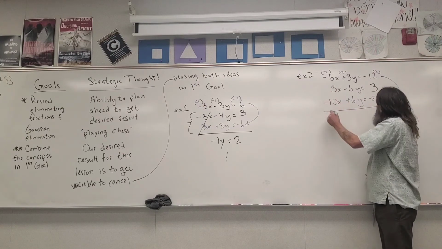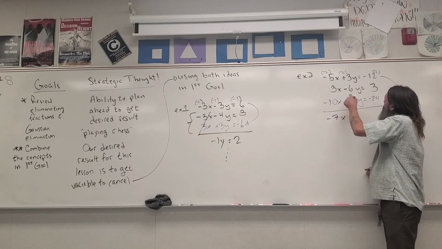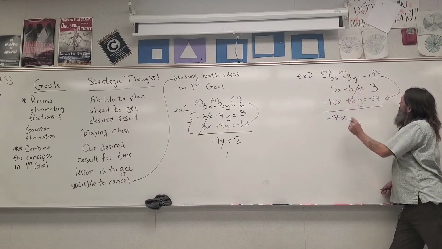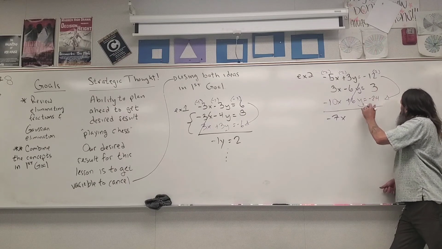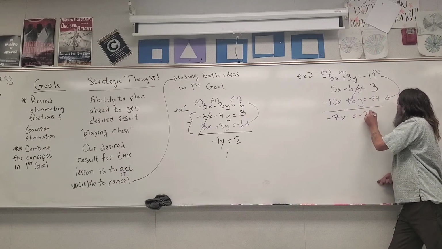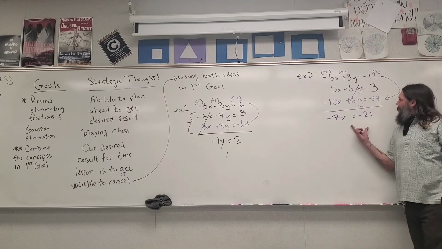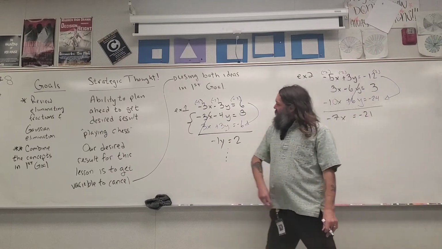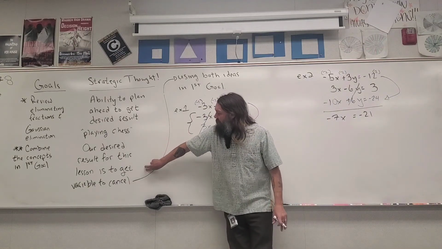I owe 10, I have 3, so I owe 7. Minus 6y plus 6y, that cancels. I have 3, I owe 24, that means I owe 21. I got somebody to cancel. I got my desired result for this lesson, that's to get a variable to cancel.